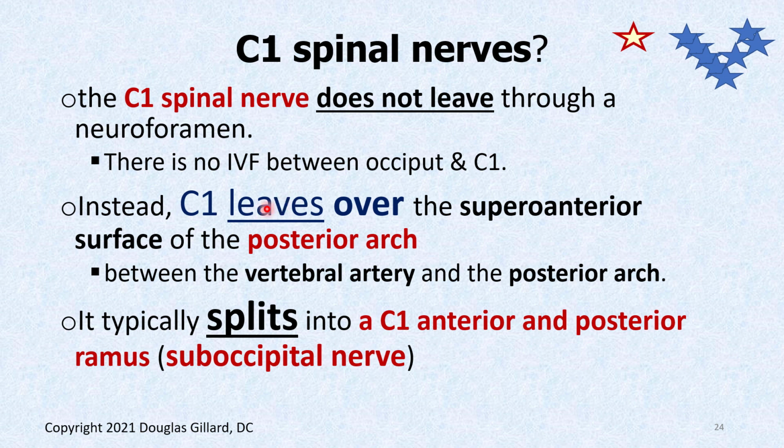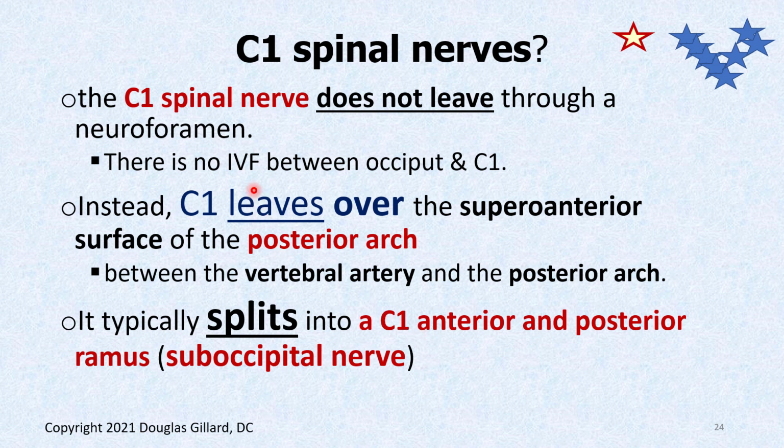And the nerve roots leave. It just runs right over the superior anterior surface of the posterior arch of atlas, which is weird. In fact, it splits. It goes right between the vertebral artery and the posterior arch. I'll show you a picture in a second. And then the spinal nerve splits into an anterior and posterior ramus.